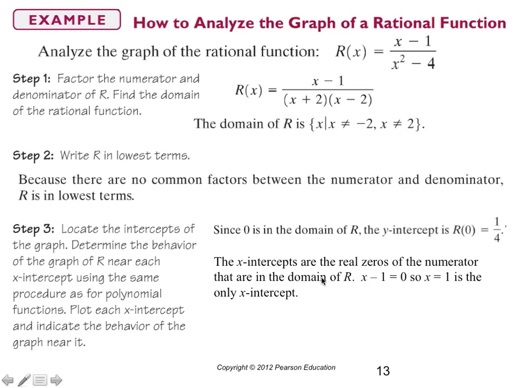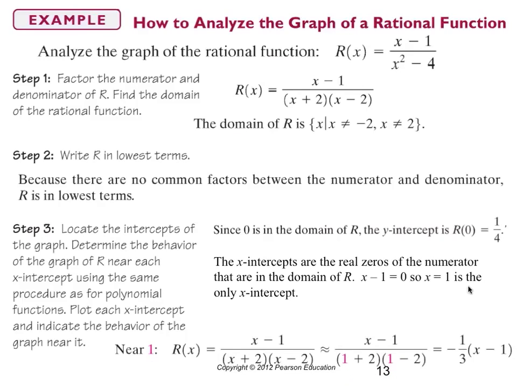And then to find the x-intercepts, we set the numerator equal to 0. So all we have to do is set x minus 1 equal to 0, and we would get x equals 1. So that's going to be our x-intercept, and that's the only x-intercept that we have.